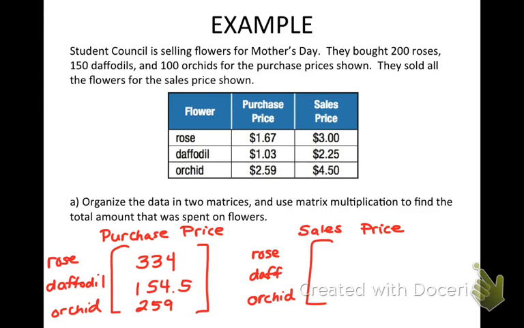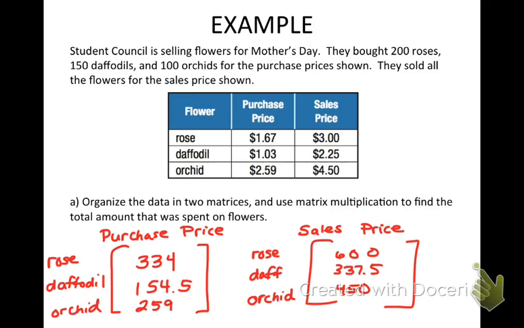Sales price. So how much money am I making off my roses? So 200 times 3, $600 we make off of roses. Nice. How much? 150 for 225. 337.50. And orchids, 450 times 100. I don't know why I even did that. 450. Okay. Yeah, we should do the flower business, huh?